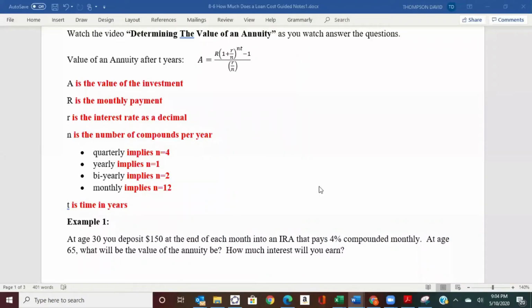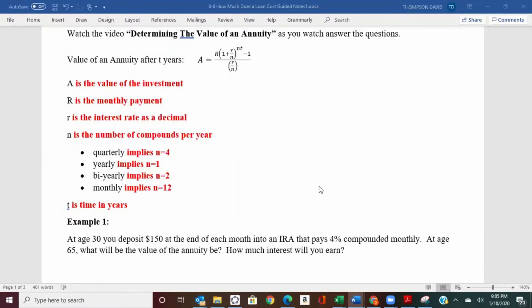In our next set of problems, we're going to talk about determining the value of an annuity. So A is the value of an annuity, which is pretty much an investment. So A is the value of the investment. R is your monthly payment, or how much you put into your annuity. r is your interest rate as a decimal. n is the number of compounds per year. Recall that quarterly implies n equals 4, yearly implies n equals 1, bi-yearly implies n equals 2, and monthly implies n equals 12, and t is time in years.